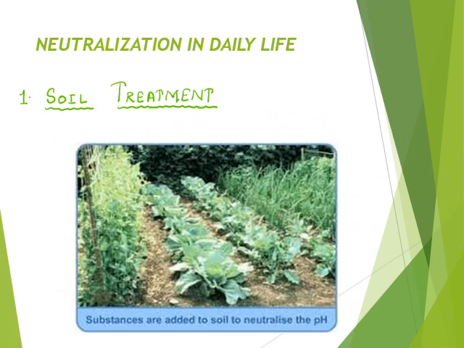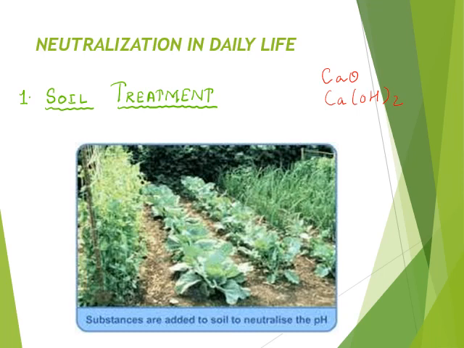Neutralization of soil is necessary to promote plant growth. When excess chemical fertilizers are used in farming, the soil becomes acidic. And to neutralize this acidic effect, farmers add bases like quicklime, which is calcium oxide, and slaked lime, which is calcium hydroxide, to the soil to neutralize their acidic effect.